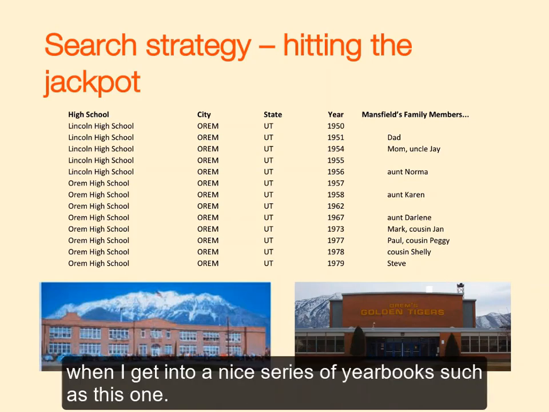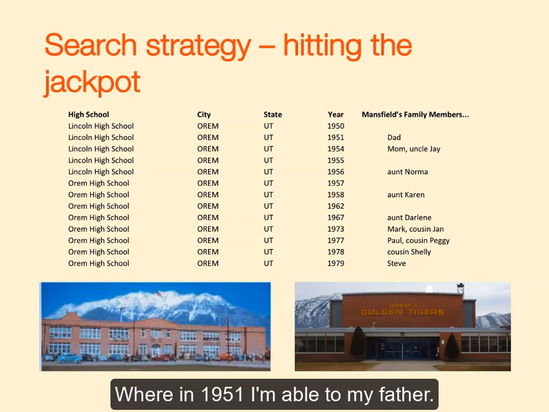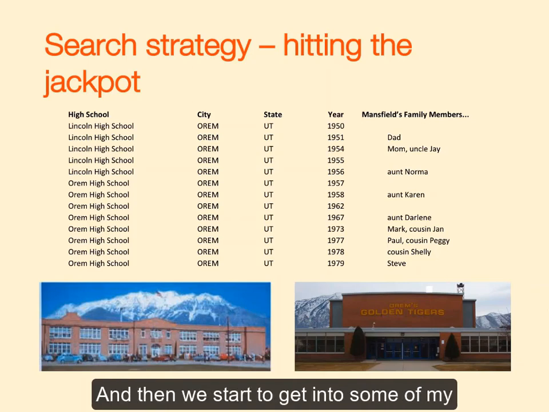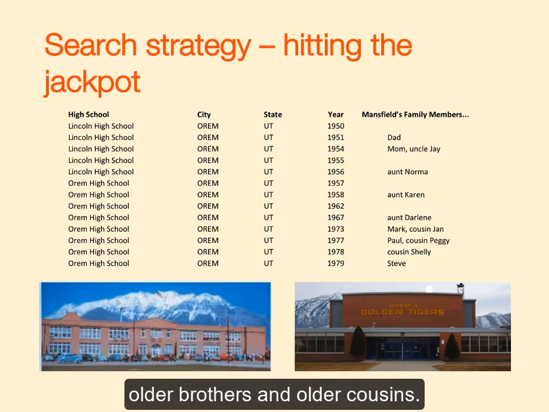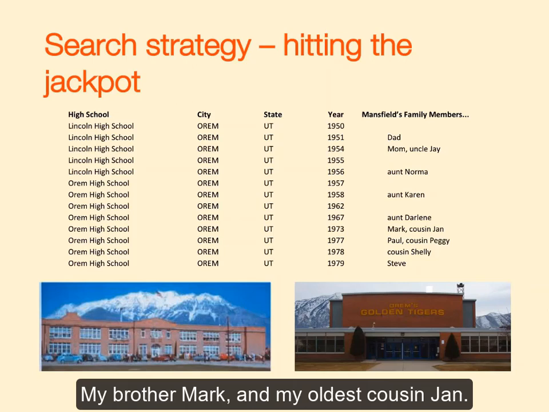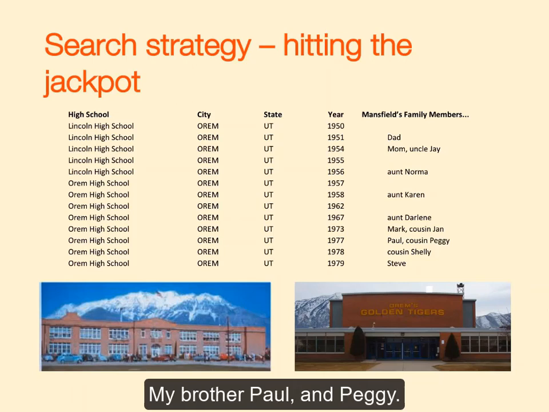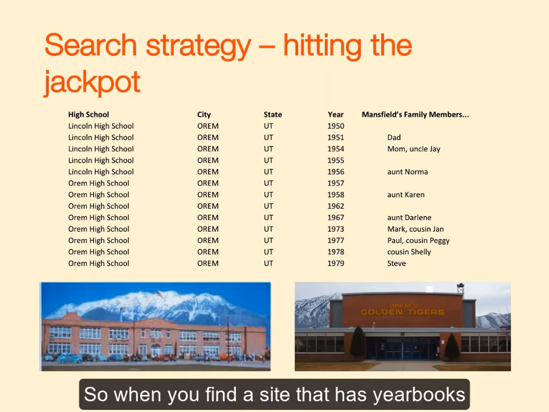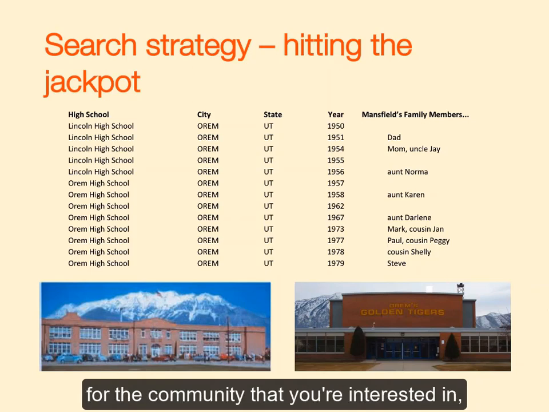And over on the right, I'm showing you the wealth of information that I can find when I get into a nice series of yearbooks such as this one, where in 1951 I'm able to find my father, 3 years later my mother, my dad's brother, my Uncle Jay, Jay's future wife, my Aunt Norma, my dad's sister Karen, my dad's other sister Darlene, and then we start to get into some of my older brothers and older cousins: my brother Mark, and my oldest cousin Jan, my brother Paul and Peggy, my cousin Shelley, and then my brother Steve. So when you find a site that has yearbooks for the community that you're interested in, I certainly encourage you to look widely.